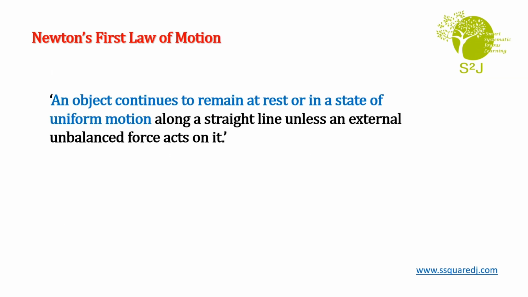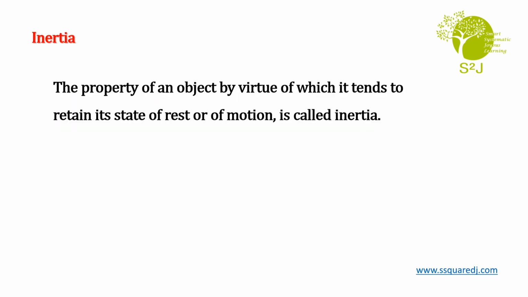Now the first half. An object continues to remain at rest or in a state of motion, that is uniform motion. Because of this, we are going to learn a new term which is called inertia. So what is inertia? The property of an object by virtue of which it tends to retain its state of rest or of motion is called inertia.